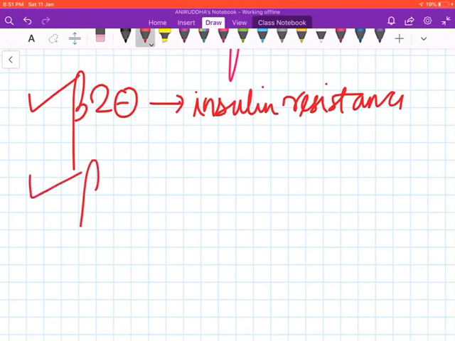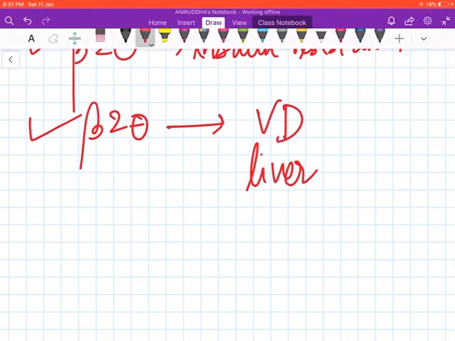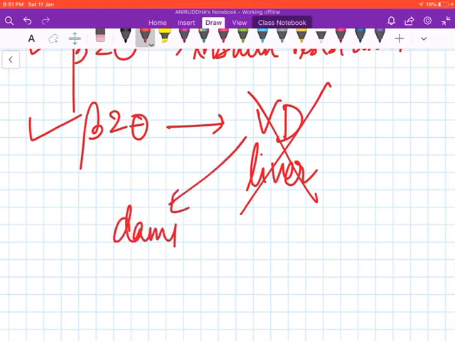Due to beta 2 blockade, there will no longer be vasodilatation, because I told you that beta 2 receptors also control vasodilatation, and I've already discussed the effects in the liver, the gluconeogenesis and glycogenolysis. These will be absent, and hence the patient's exercising ability will be decreased.